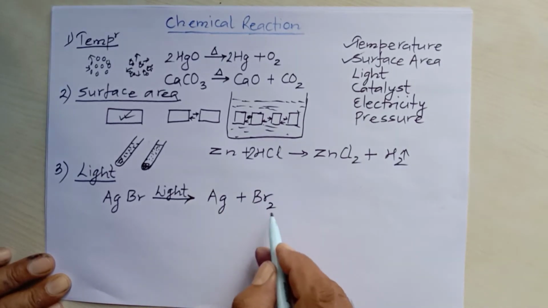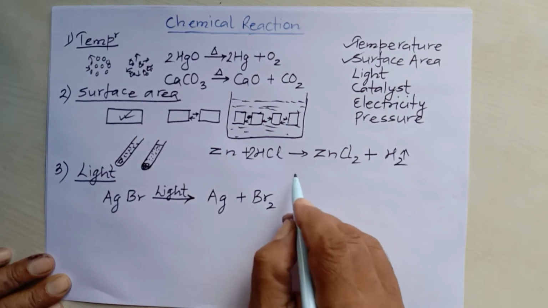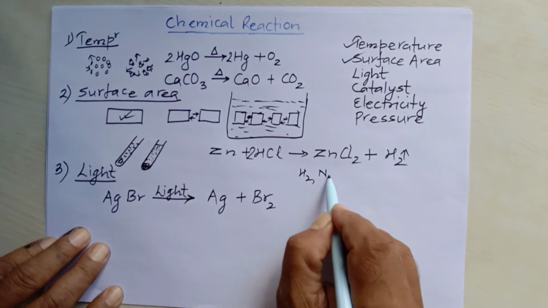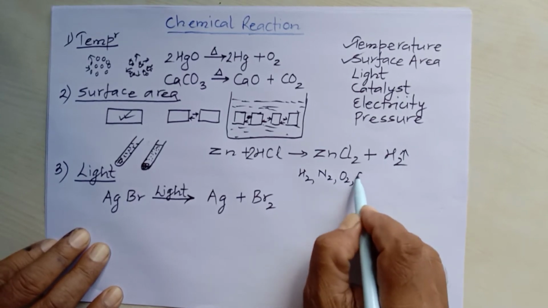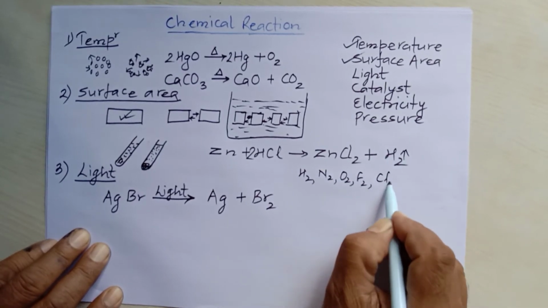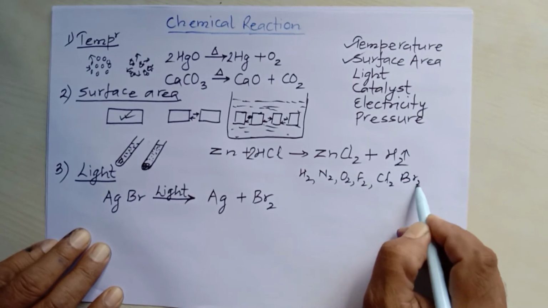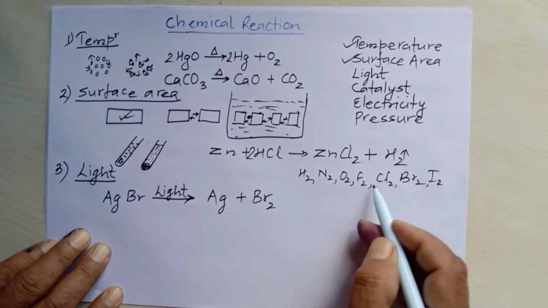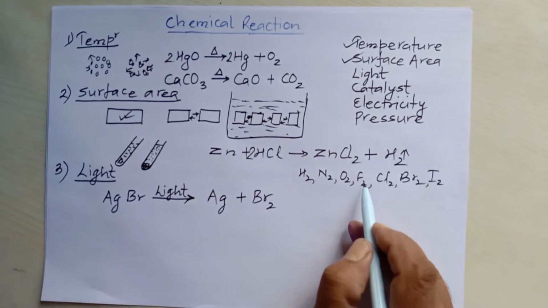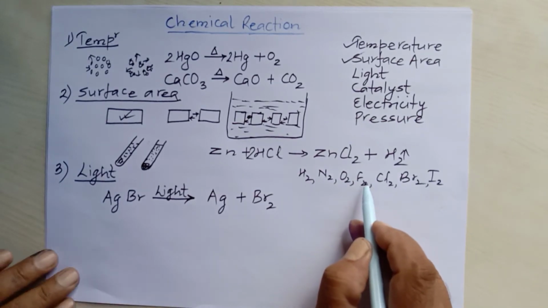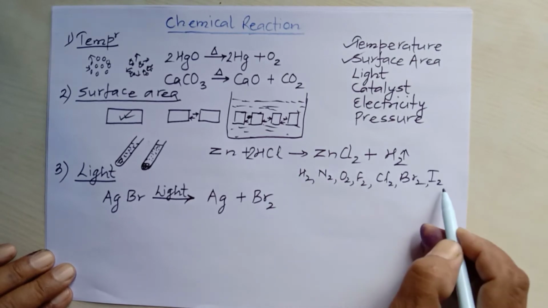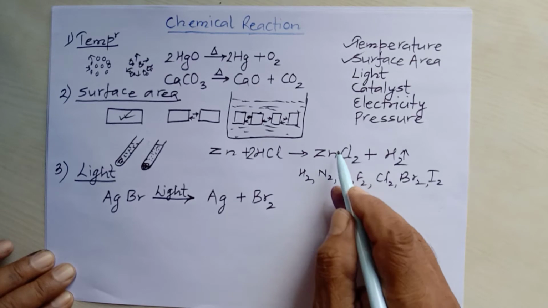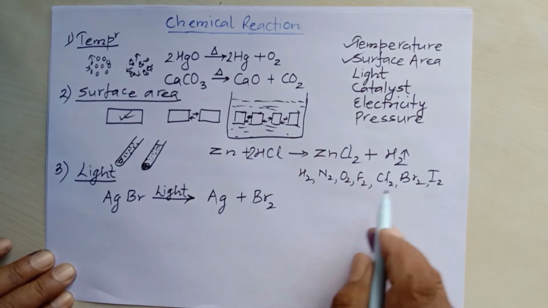That's why we have to write Br2. If you remember or if you forget, look at this: hydrogen, nitrogen, oxygen, fluorine, chlorine, bromine, iodine. These are diatomic elements. Whenever they become free, they always appear in the diatomic state, and in this form they take part in the reaction or are produced after the reaction.